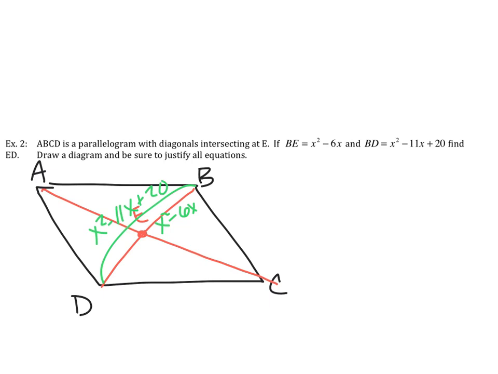So one property of our diagonals is that they bisect each other. So I know that BD got cut in half. So if BE is x squared minus 6x, I know this side is also x squared minus 6x. And so I can make my equation. I can say, okay, I got 2 of the x squared minus 6x, and those two segments should equal the total of x squared minus 11x plus 20.